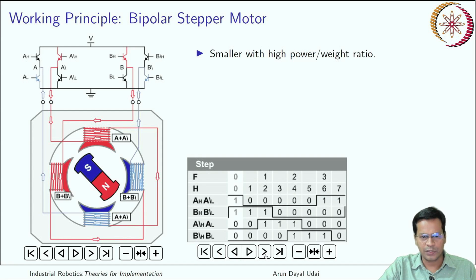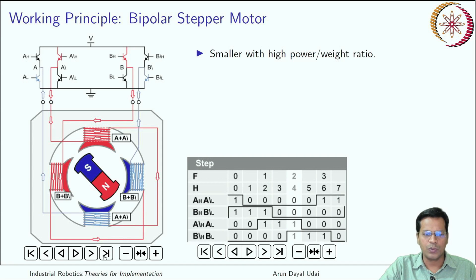Yes, it goes like this. First, when AH and BH are on, then you have BH, then BH and AL, next AL and BL, AL only, and then AL and BL, BL, BL and AH, and then only AH. So this is how this also can keep moving. This is how it can keep continuing. And if you reverse the direction, so how to do reversal?